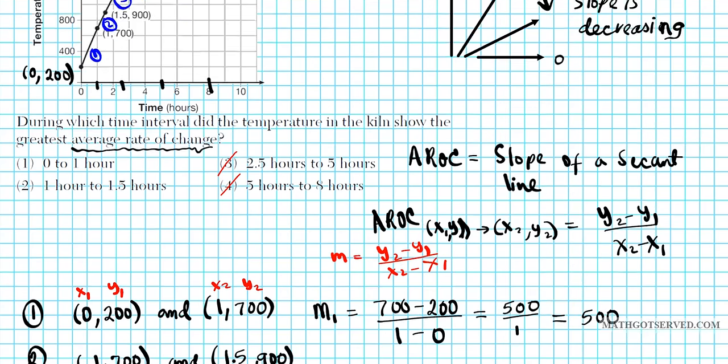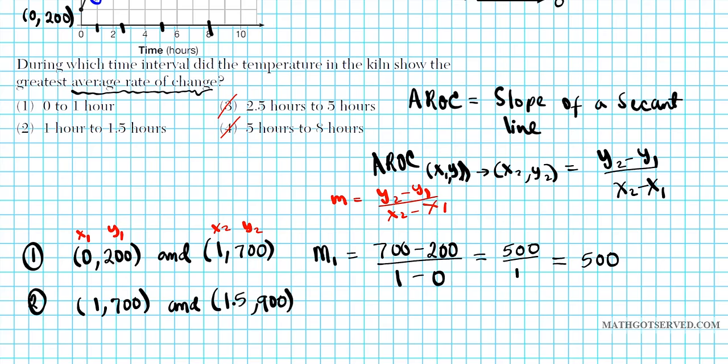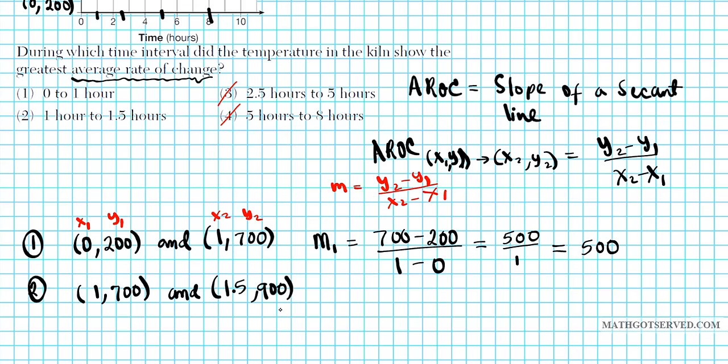All right, so all I did is I took a look at these 2 points here. This is interval 2, so you look at this point and this point. We're focusing on the slope of this secant line right here through these 2 points. Okay? All right, so we have our x1, y1, x2, y2. The slope of the secant line through interval 2 is going to be y2, 900, minus y1, 700, divided by x2, 1.5, minus x1, 1. All right?